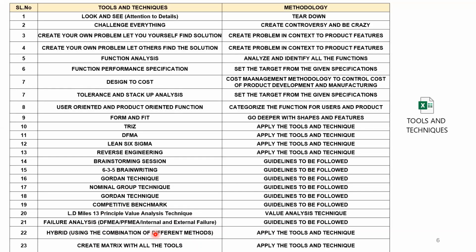Finally, you can also use a combination of different techniques. You can use design to cost with brainstorming. You can use these in various combinations. You can also create a matrix. Matrix means listing the ideas you get out of the first technique, the ideas you get out of the second technique. You can list down all the ideas. Then finally you can have it like how we do the function analysis.